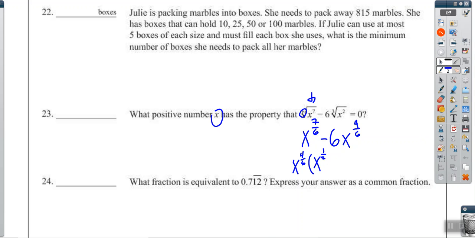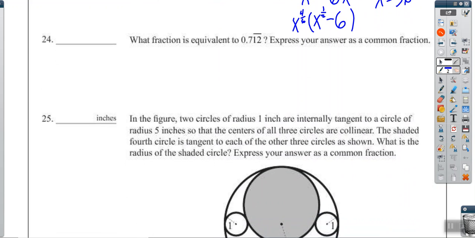There we go. x to the 1/2, and then minus 6, because x to the 4/6 divided by x to the 4/6 is 1, and that's multiplied by 6. Well, wait a second. If you have an exponent of 1/2, that's just the same thing as taking the square root. So the square root of what number is equal to 6? Because we need to subtract 6 to get 0, and so x has to equal 36. All right. These are tricky.